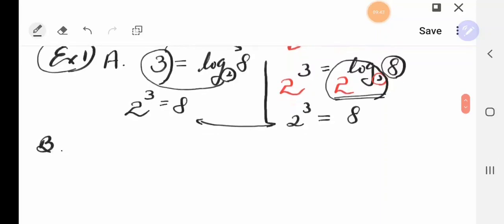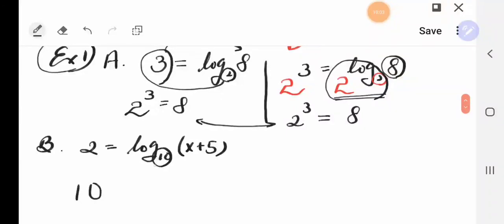Let's try letter B. Letter B is 2 is equal to logarithm base 10 of x plus 5. Let's use both methods. Since the base is 10, write an exponential form with the base 10. Then the exponent will be the other side, which is 2. Then the result will be inside the logarithm, x plus 5.